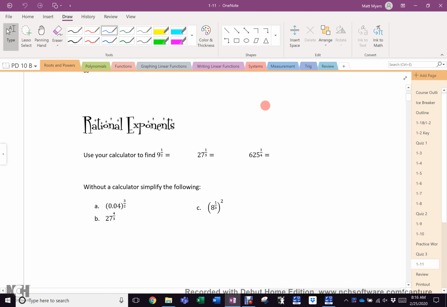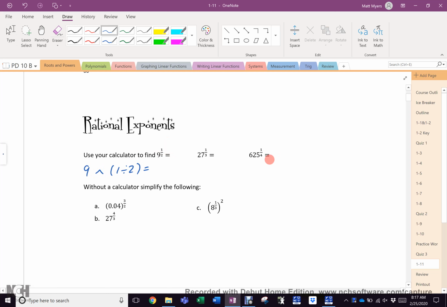But today I want you to pick up your calculators. Do this with your calculator. To do this, you hit 9, exponent button, bracket, 1 divided by 2, close brackets, equals. Do that for these three things. Go.